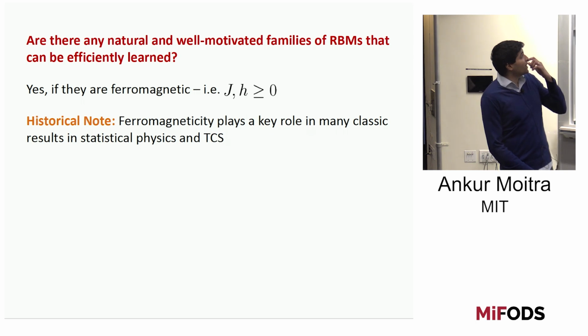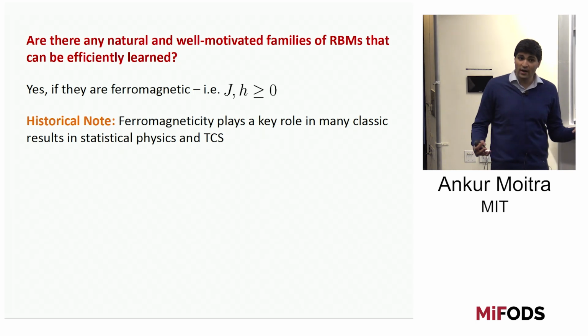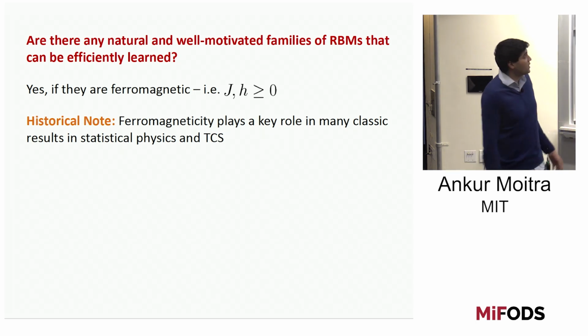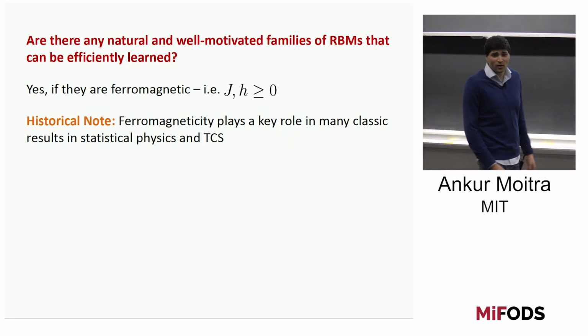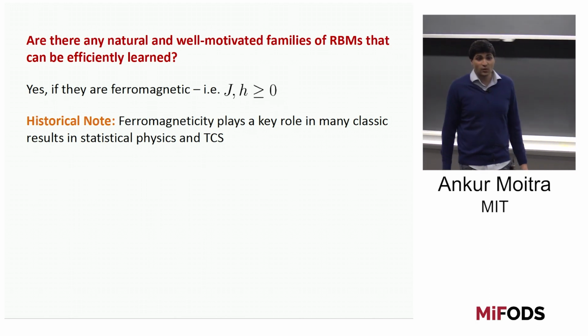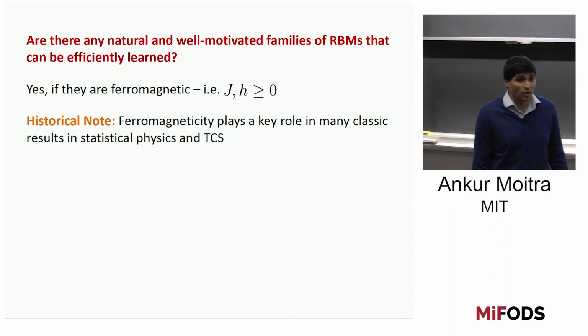Now, just as a bit of historical context before I explain why this type of assumption gets around these hard lower bounds: ferromagneticity, if that's a word, I think it is, plays a key role in many of the classic results in statistical physics and theoretical computer science.